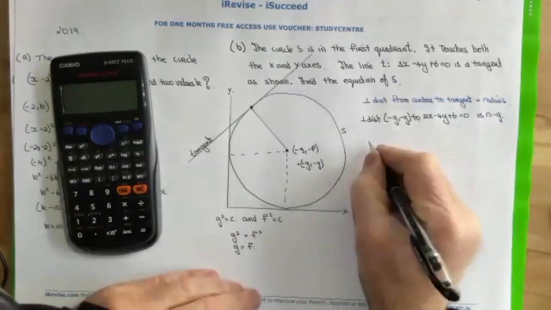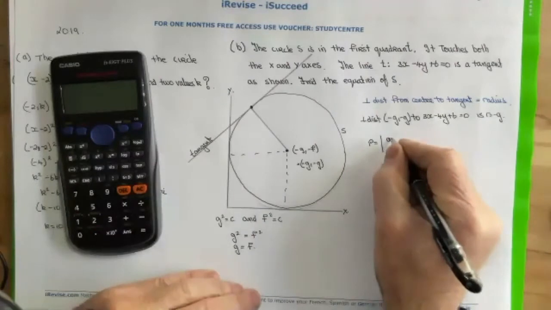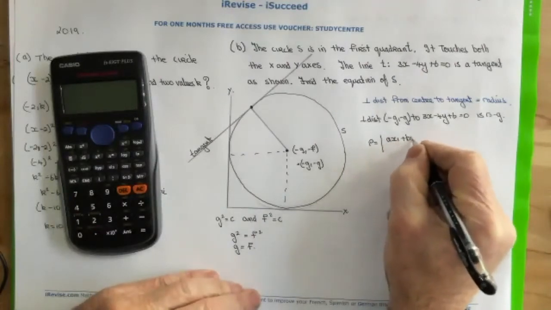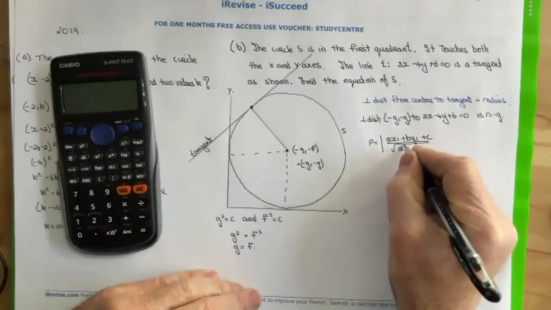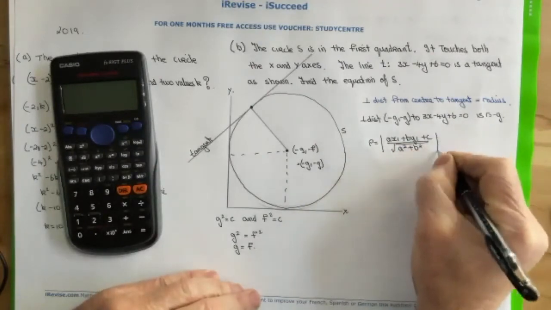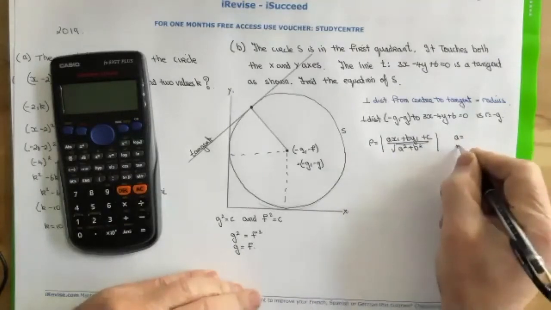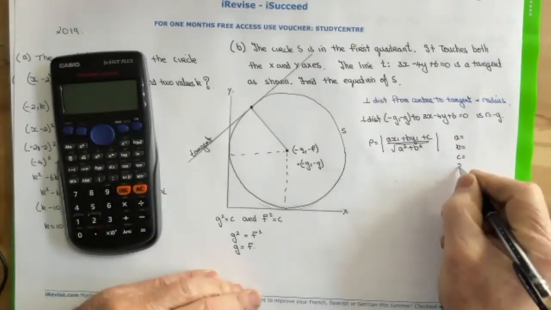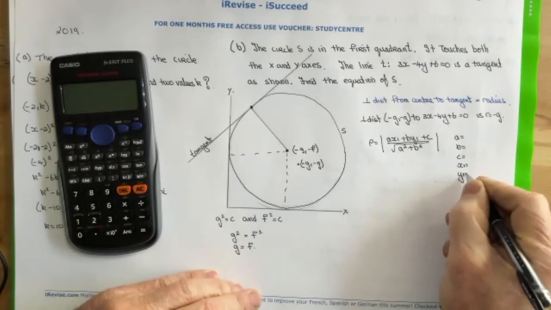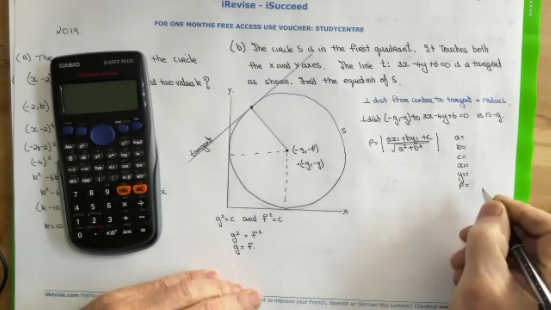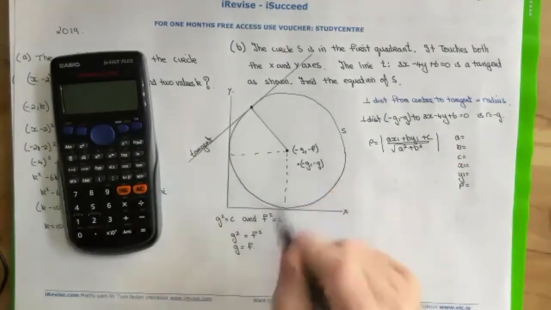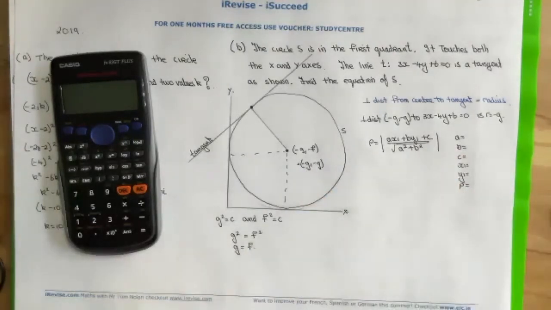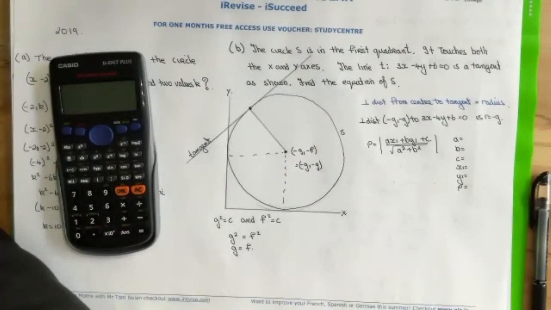So therefore, the perpendicular distance is |ax1 plus by1 plus c| all over the square root of a squared plus b squared, where a is equal to, b is equal to, c is equal to, x1 is equal to, y1 is equal to, and p is equal to. There'll be only g's in this, so you'll be able to find g. Then you'll know f, and then you know c. Have a go at that. Okay, I'll do it now for you.